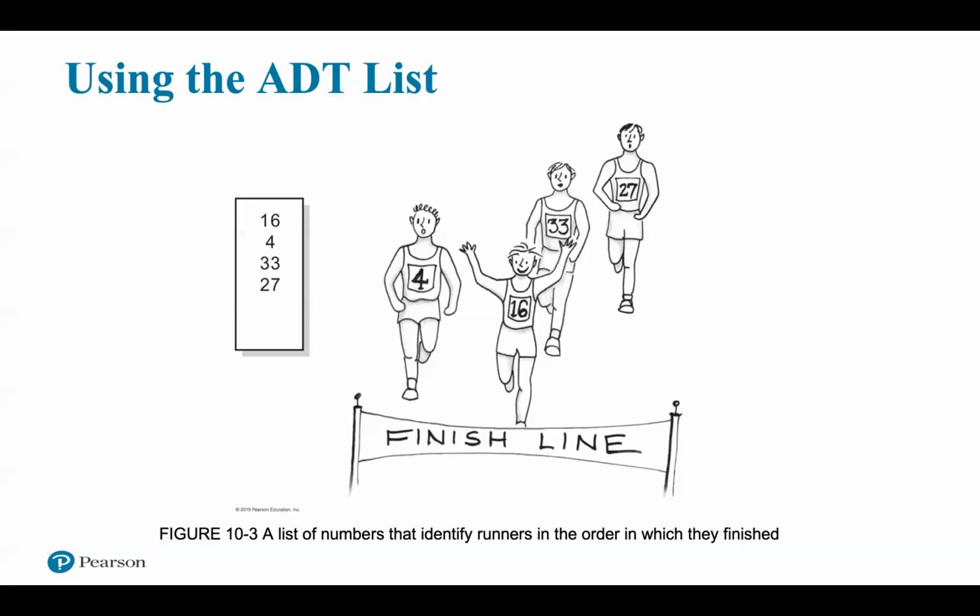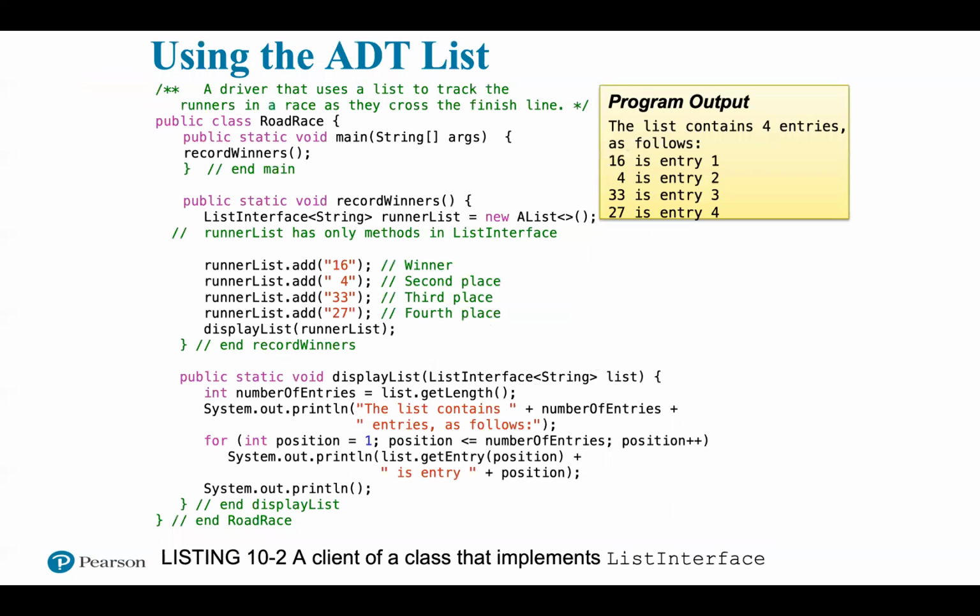So as an example, as we're seeing in the figure, imagine that we are organizing a local road race. Our job is to note the order in which the runners finish the race. Since each runner wears a distinct identifying number, we can add each runner's number to the end of the list as the runners cross the finish line. And we're seeing this in the figure. So the Java program in Listing 10.3 shows how we can perform this task by using the ADT list.